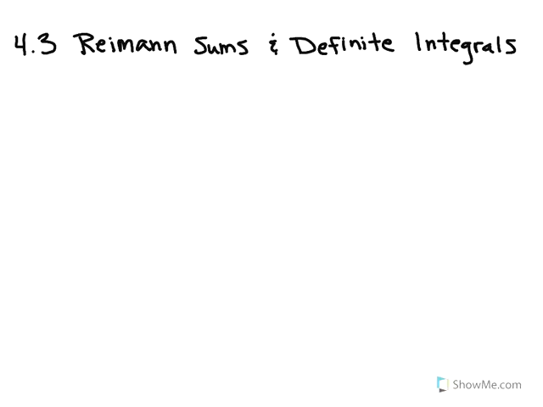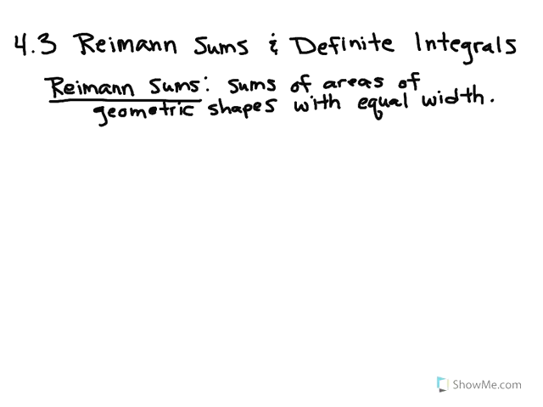This tutorial is going to talk about section 4.3, Riemann sums and definite integrals. So the first thing that we want to talk about is what a Riemann sum is. In its simplest terms, it's sums of areas of geometric shapes with equal width. The most commonly used geometric shape that we're going to start learning with is rectangles. More importantly, we're going to use Riemann sums to find the area under curves, and integrals are what's going to help us because integrals help determine area under curves.